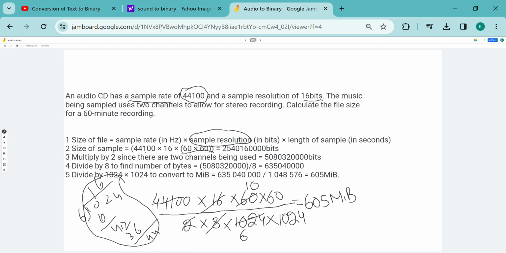So hopefully you got the idea of what is sampling resolution and how we calculate the file size by using samples, sampling resolution and sample rate.